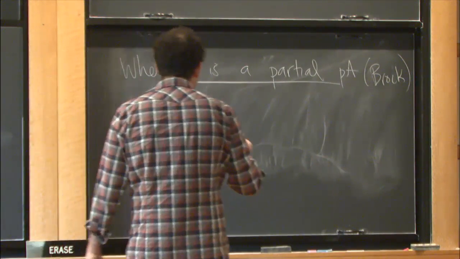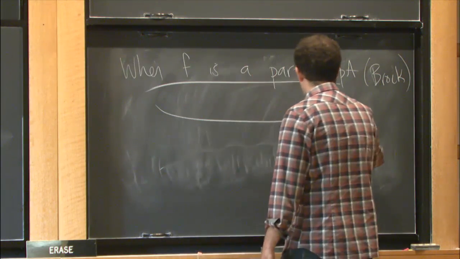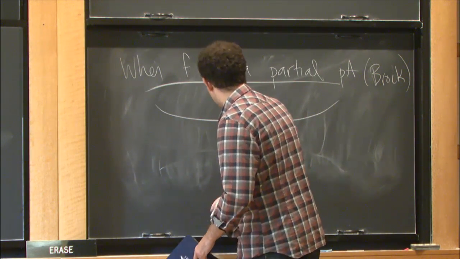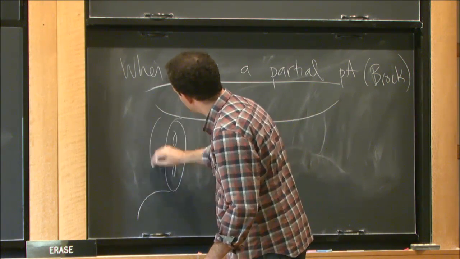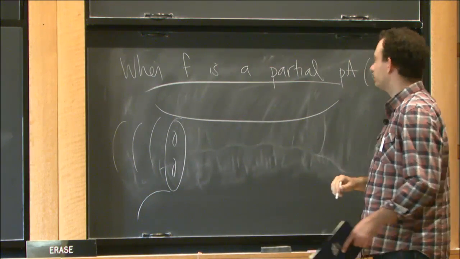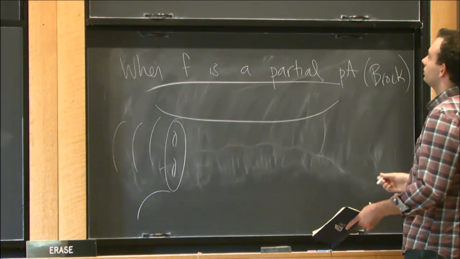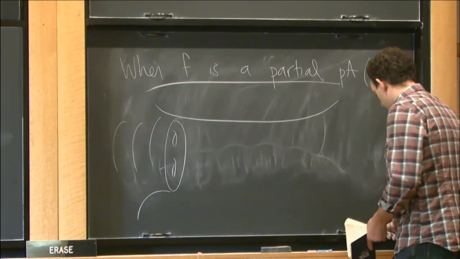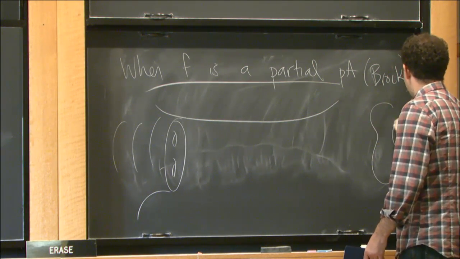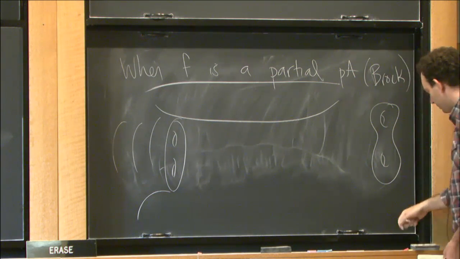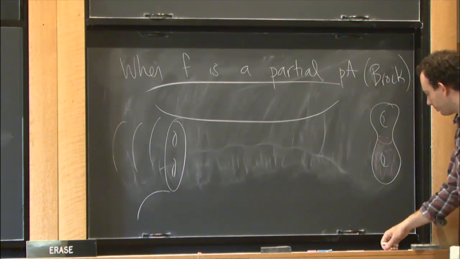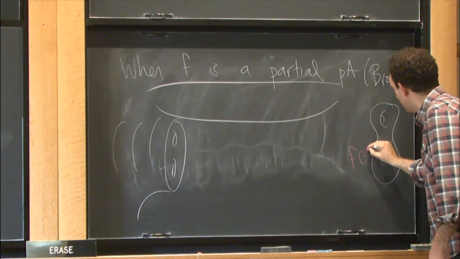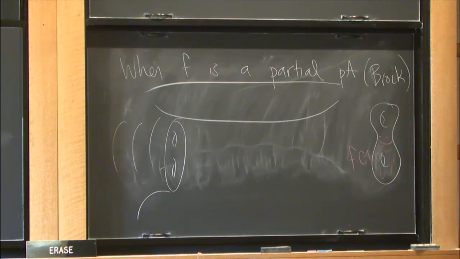Well, okay, so let me draw the manifold again. Partial means, where can I draw it? All right, so if this is S, I want to do a pseudo-Anosov on maybe this bottom part. So f is a pseudo-Anosov on the bottom, and maybe is the identity up top.